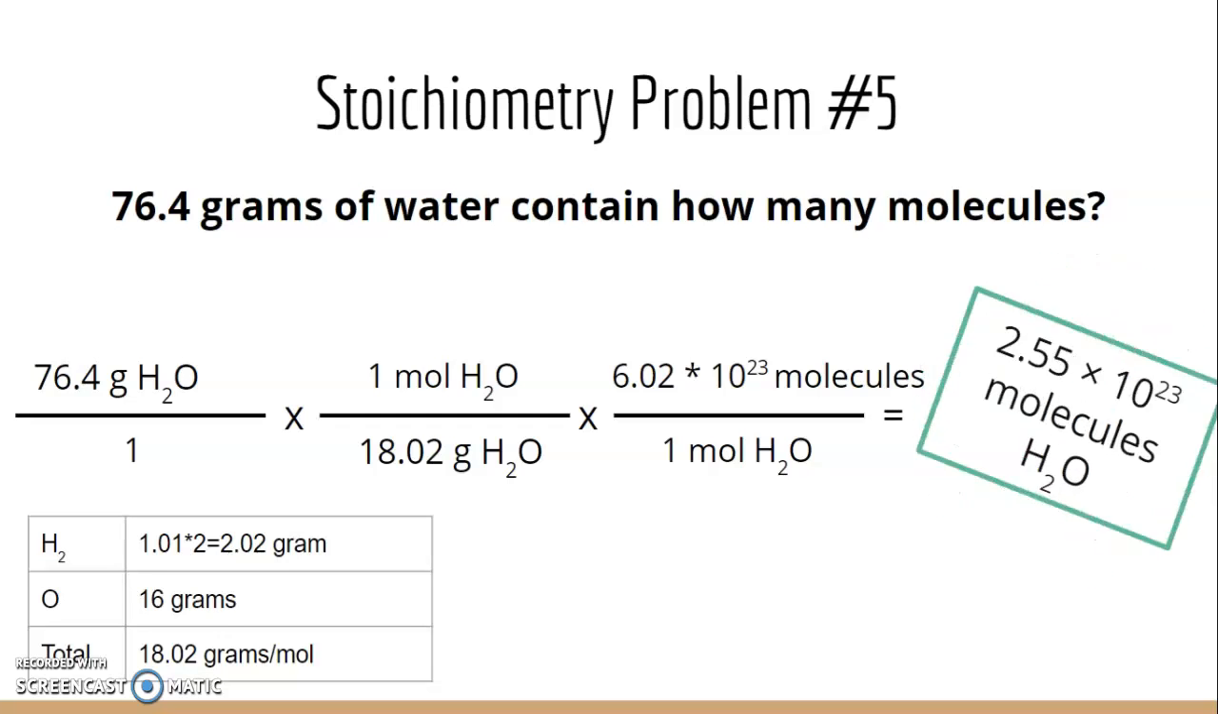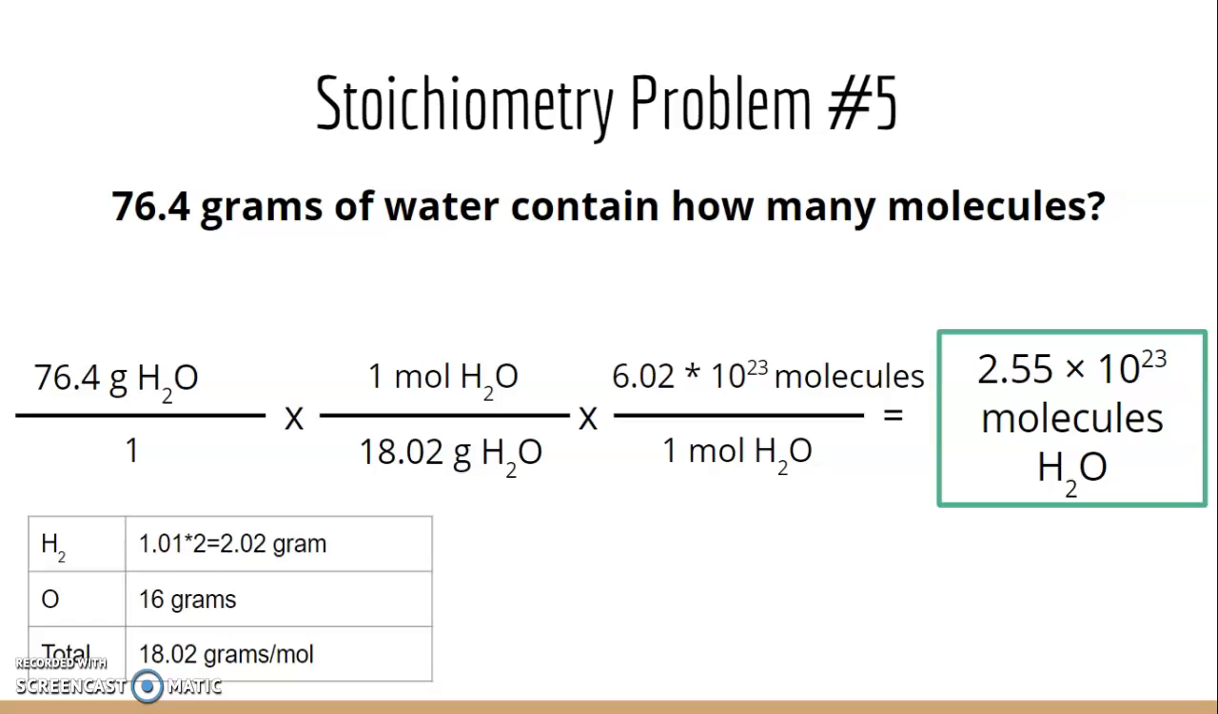Now, since we have set up all of our conversion factors, we know if we multiply and divide out that we are going to get a final answer of 2.55 times 10 to the 23rd molecules of H2O. Now let's move on to the next one.